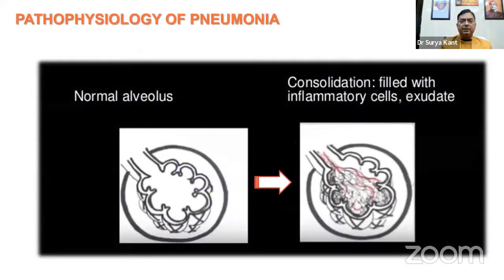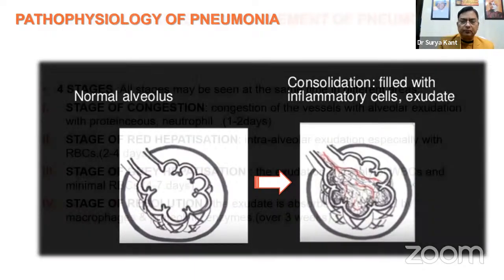Now you can see here, this first cut section is the normal alveolus where air is going in and out, and there is a gaseous section. And in consolidation, when the alveoli get filled with the exudates, the second picture looks like this, filled with inflammatory cells and exudates, and that's why air cannot pass, and that's why the patient starts having dyspnea or breathlessness.